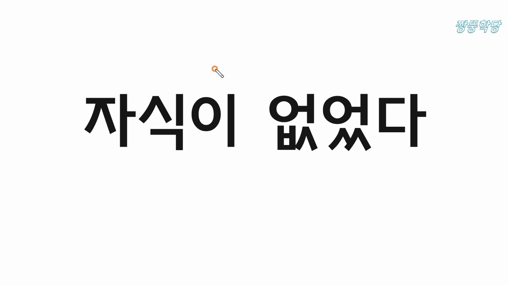And you may wonder, what is this? 이. 이 is another kind of indicator for subject. We have already learned 가 and 은 and 는. We have already learned three kinds of indicator for subject, and there is still one more indicator for subject.